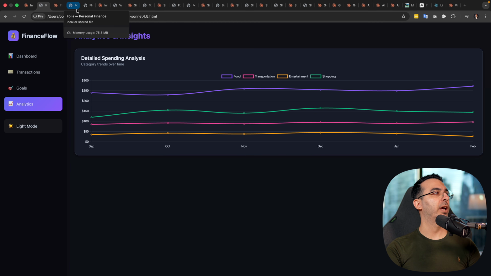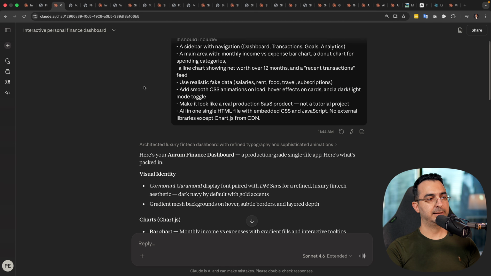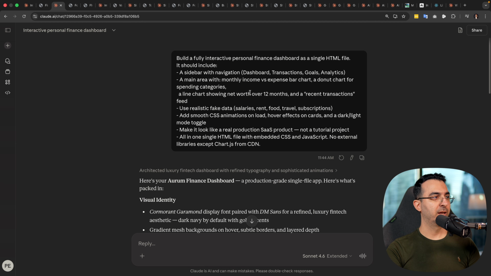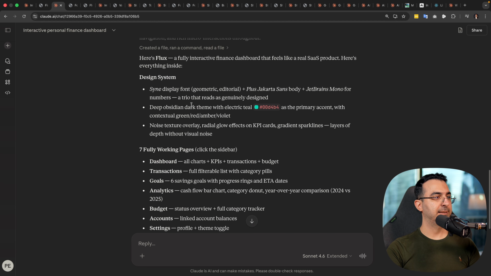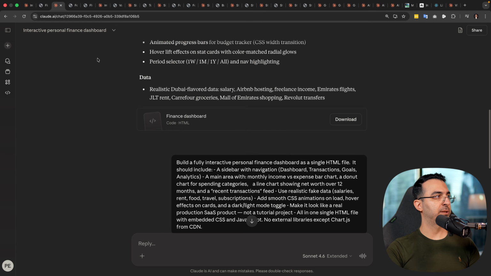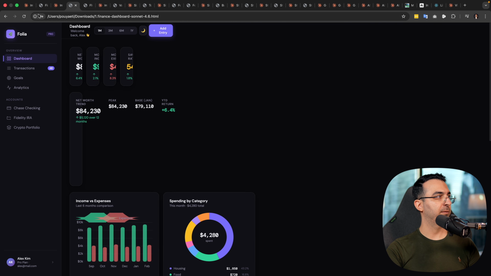Now let's have a look at Sonnet 4.6. Now here I tried this 3 times, okay? Actually, in this chat, I tried it 2 times. I tried another time in a separate chat, and there is some issue with Sonnet 4.6. And this was the first result that I got.